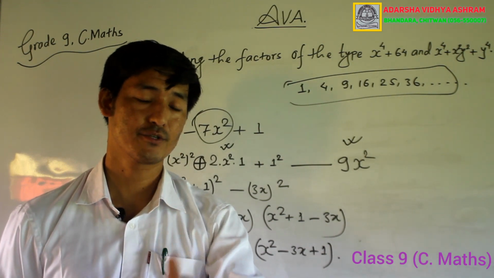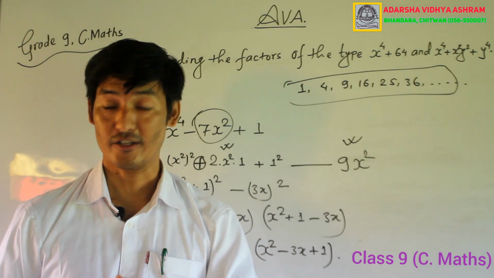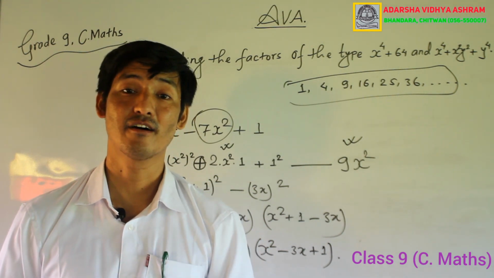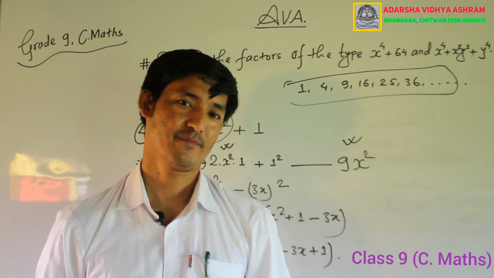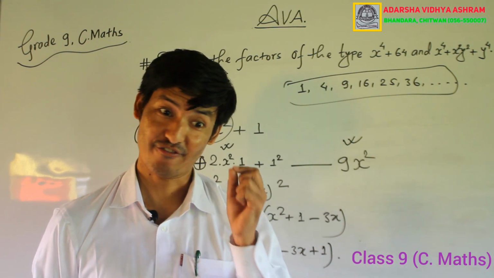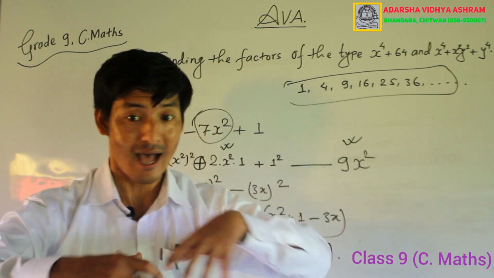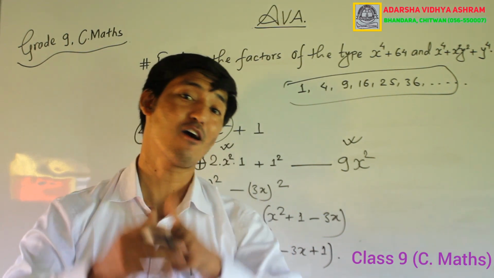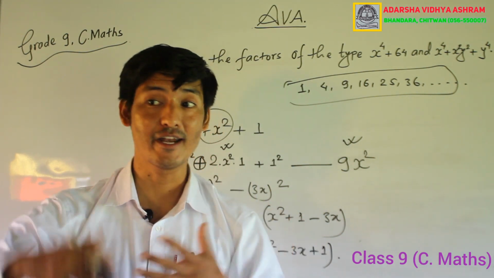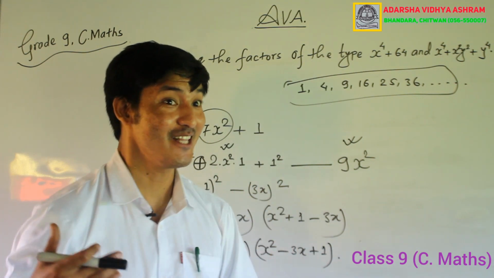One thing please, one sentence is there. A factor, or the factor, is the main actor of the algebraic theater. Have you got my point? The factor, how to find the factors, very important thing. If you know how to factorize the algebraic expression, then you will be powerful in mathematics. You will be powerful in the algebraic theater. The factor is the main actor of the algebraic theater.